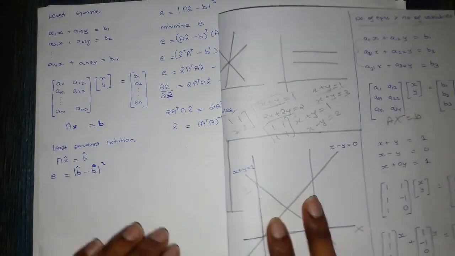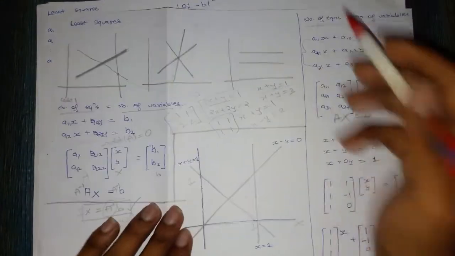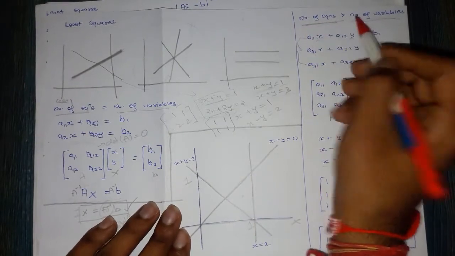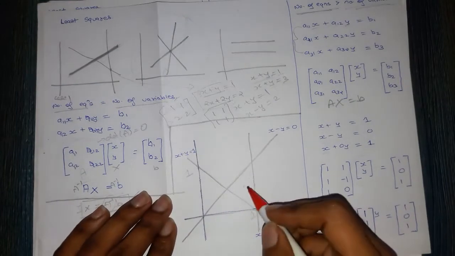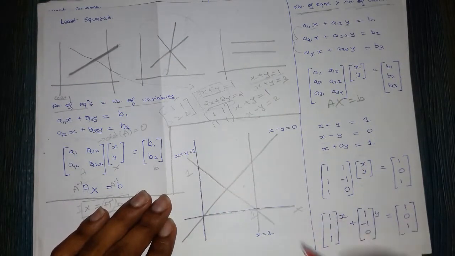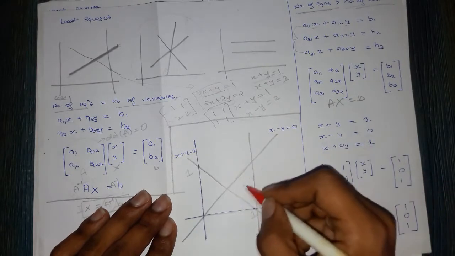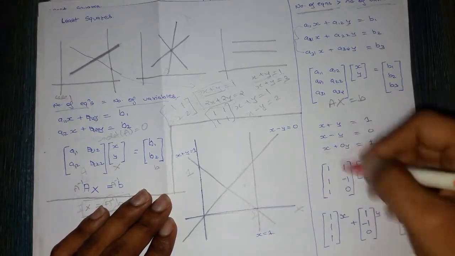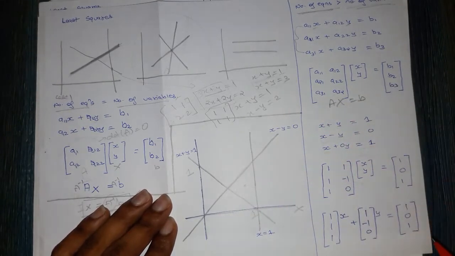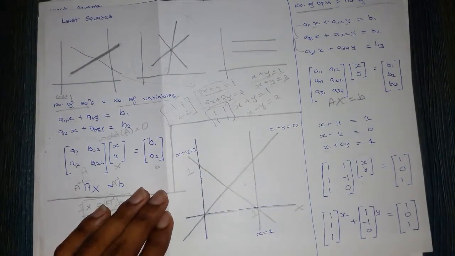Hello guys, so in this video we are going to see what actually happens with the least squares. In the previous video we saw what happens when your number of equations is greater than the number of variables. You could end up in a situation like this where you have no solution. You can see that there are three lines over here, but there is no one common point of intersection that solves all the three equations simultaneously. So no solution is possible for this particular case.